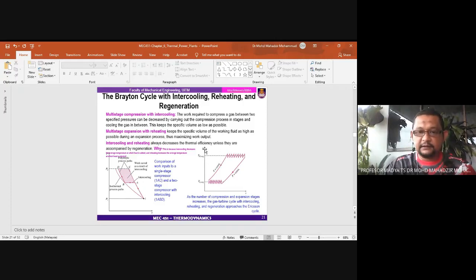This shows the TS diagram when the number of compression and expansion stages increases. With many compressors and many turbines put in the system, it will generally approach the Ericsson cycle. But in this course, we don't learn about the Ericsson cycle.